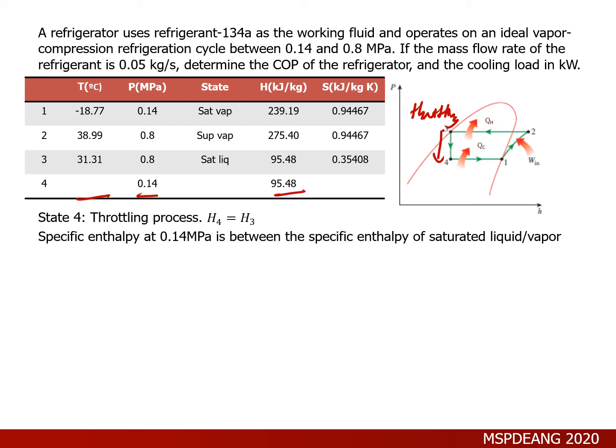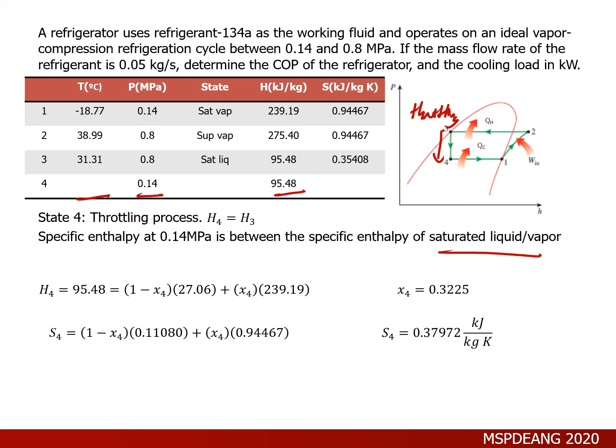And then you can take a look at the saturated vapor table, saturated refrigerant table rather. And at 0.14 MPa, your specific enthalpy na 95.48 falls between the specific enthalpy of saturated liquid and vapor refrigerant. So from this, you can now obtain, okay, the quality of the vapor, which is 32.25%, and the specific entropy, which is 0.37972 kilojoules per kilogram Kelvin. So as you can see, meron tayong slight increase in entropy lagi with the throttling process.